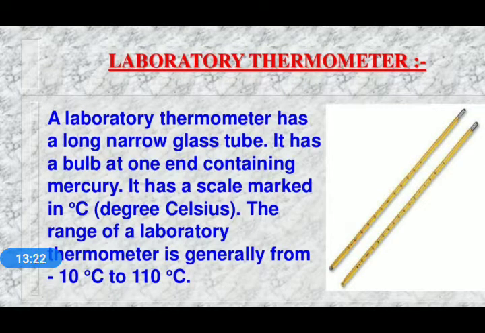So you can see that a clinical thermometer has a range from 35 degrees Celsius to 42 degrees Celsius, which is specialized to take the temperature of the human body. Whereas if we want to take the temperature of other bodies, like hot water or cold water, then it is advisable that we use the laboratory thermometer instead of the clinical thermometer, because the laboratory thermometer has a range from -10 degrees Celsius to 110 degrees Celsius.